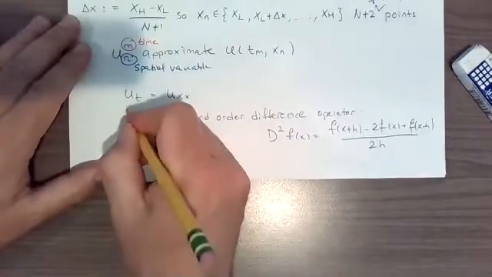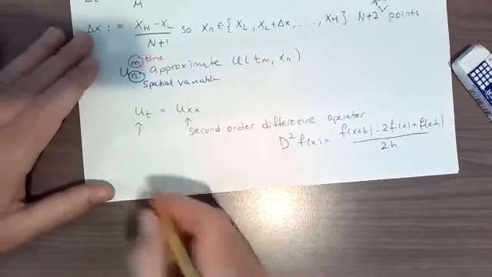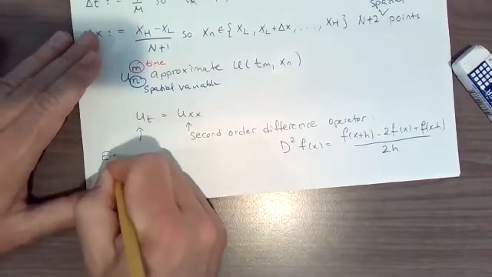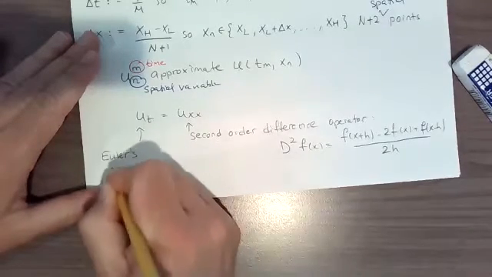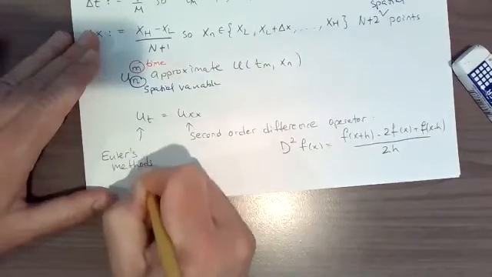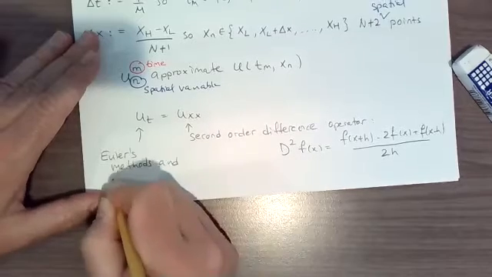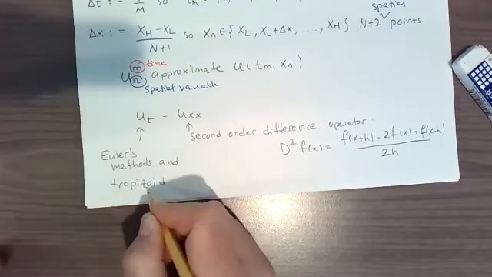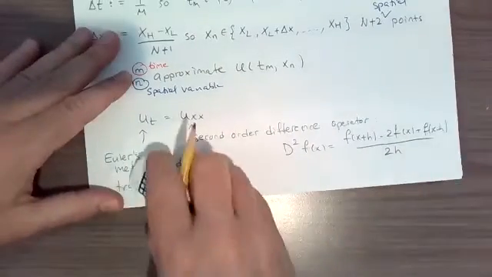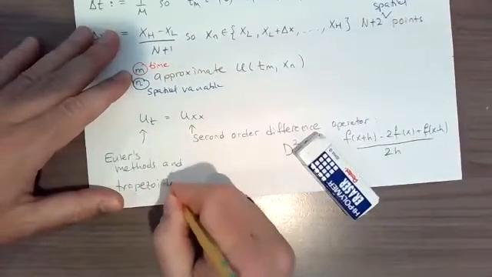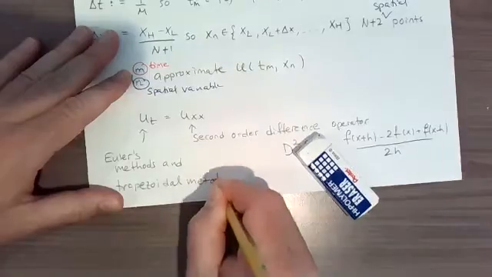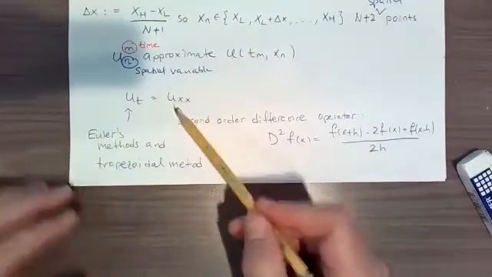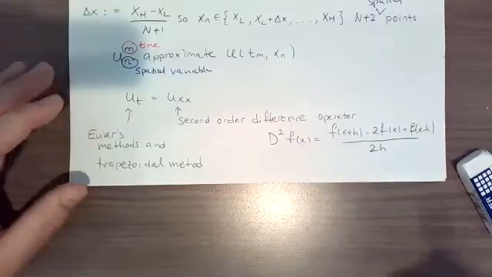The u_t is a time derivative, so here we can use Euler's methods, and the trapezoidal method. Here we will have flexibility depending on which method we're using, but the u_xx is always going to be this second order difference operator.